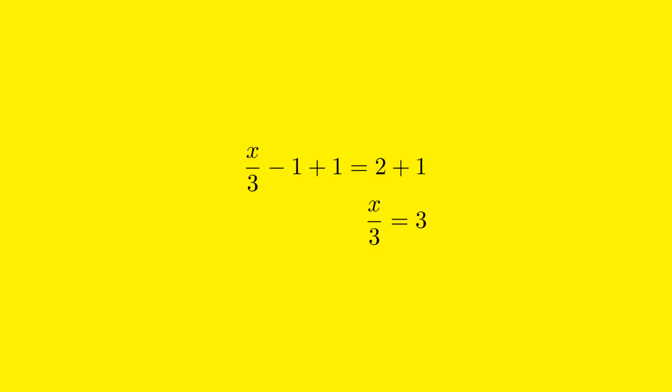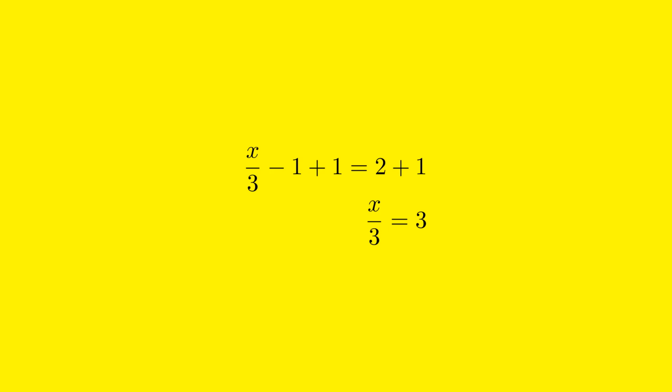Why do we add 1 to both sides? Because adding 1 will cancel out the minus 1 on the left side, leaving us with just x divided by 3. However, we must always maintain the balance of the equation, so if we add 1 to the left side, we must also add 1 to the right side.